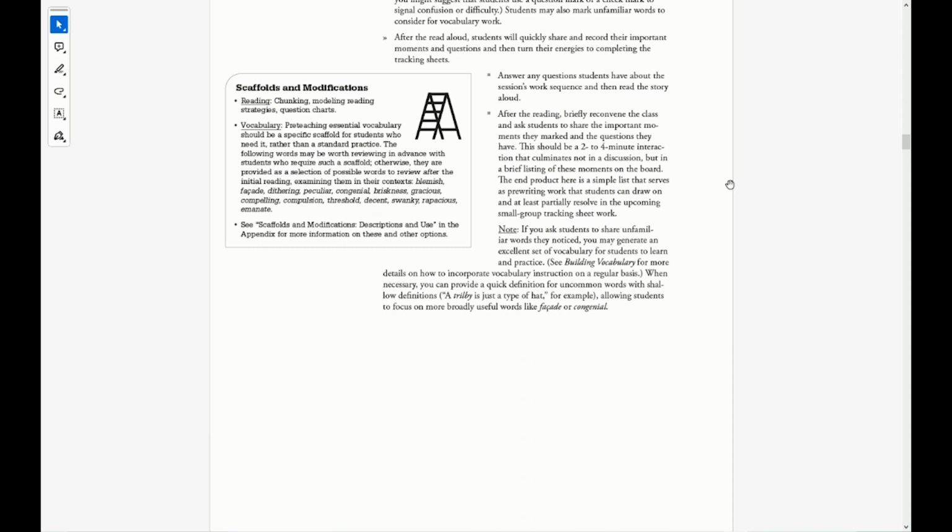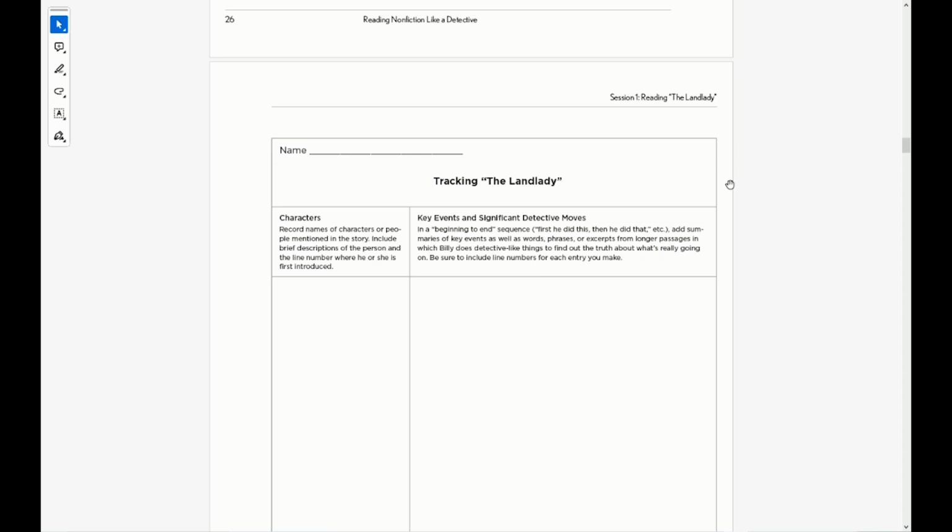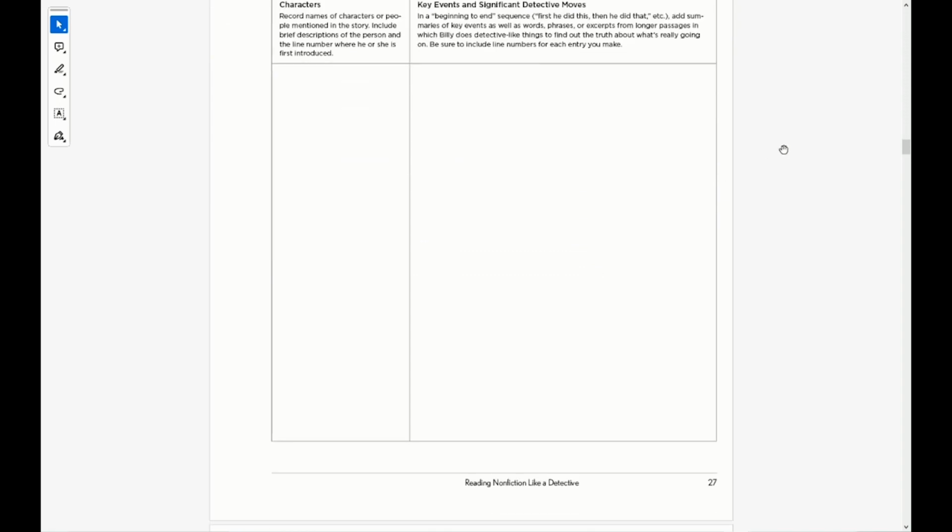we're not focusing on a major interpretation of this text. So don't feel like over this session and the next one, you have to dig really deep into this text, The Landlady. Really what we're doing is we're thinking about what's going on in the story and what kinds of detective moves are we seeing that can help us think about this question.